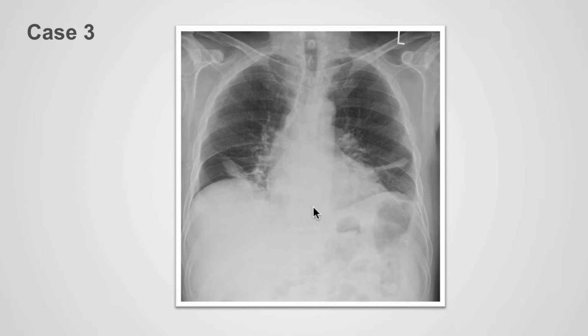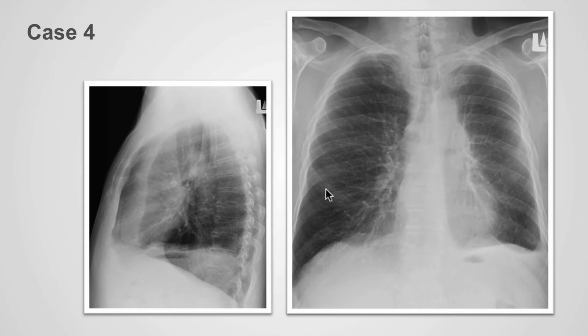In this case, we see volume loss within the left lung as compared to the right. On the lateral film, we can identify an edge within the lung parenchyma, which represents the opacified left upper lobe with a left upper lobe collapse.